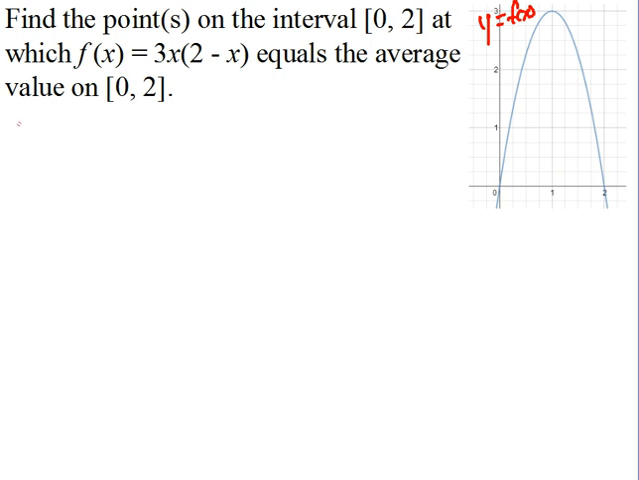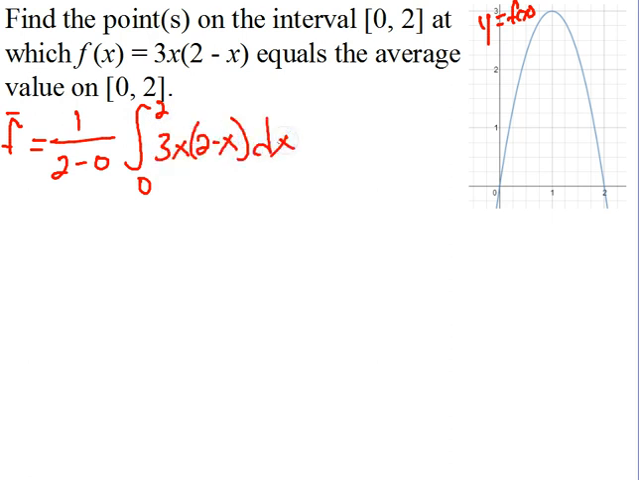So let's find the average value. Well, f bar, or average value of f, is going to equal 1 over 2 minus 0 times the integral from 0 to 2 of 3x times the quantity 2 minus x dx. In order to do this effectively, we do need to distribute and make this 6x minus 3x squared. So when we integrate, we're going to get our average value is equal to, well, 1 over 2. That's just going to give us a 1/2.